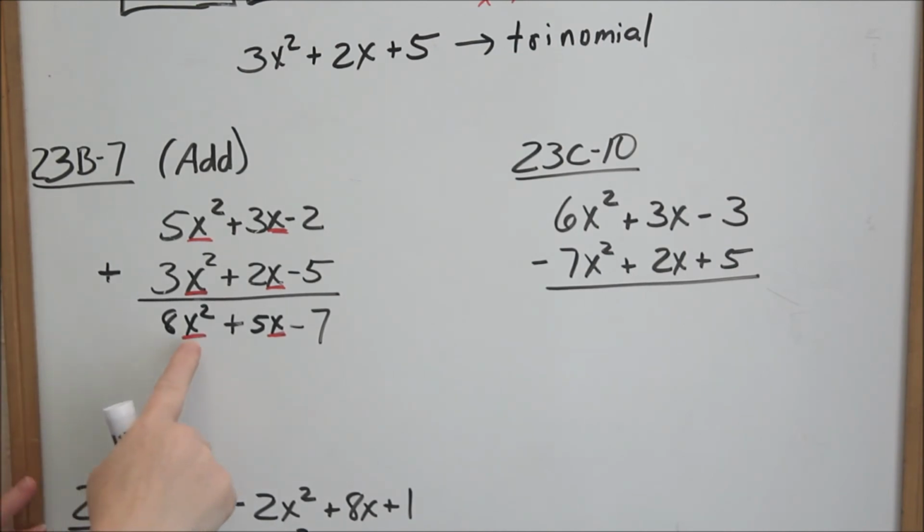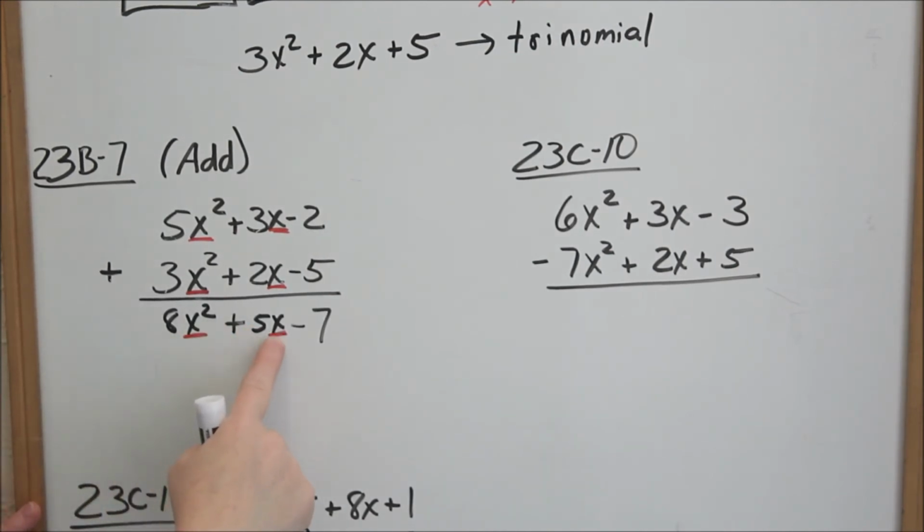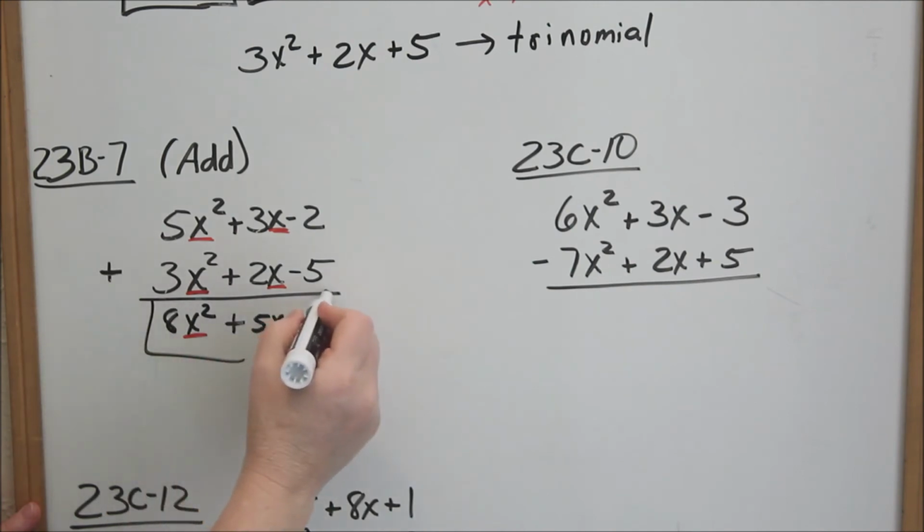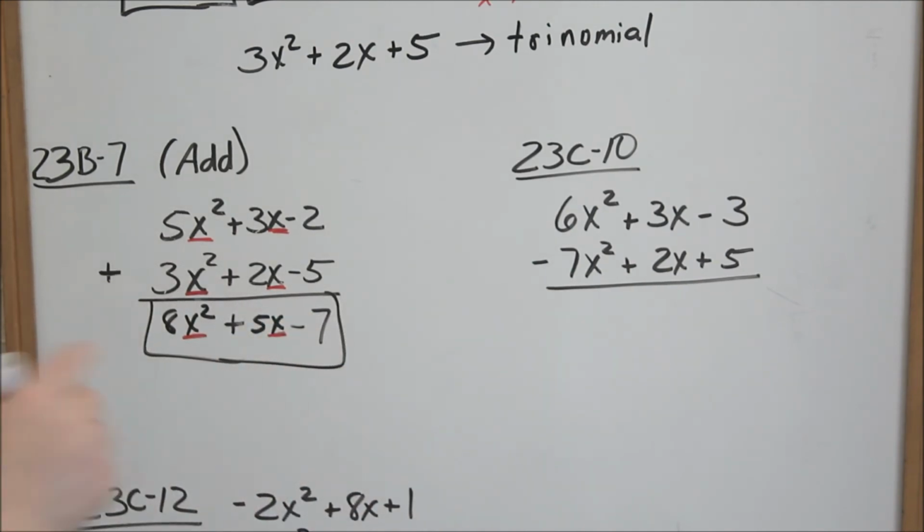And then I cannot add x squares to x's or x's to whole numbers. Those are all like separate pieces of fruit. So you leave your answer as a trinomial. That's 3 separate terms.